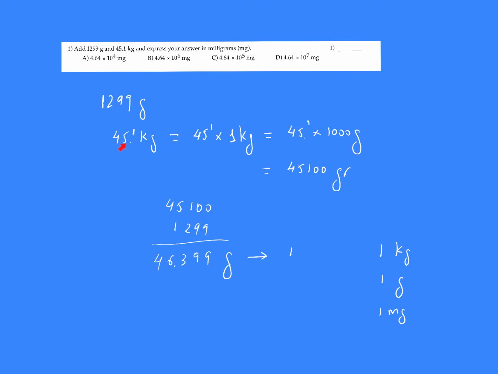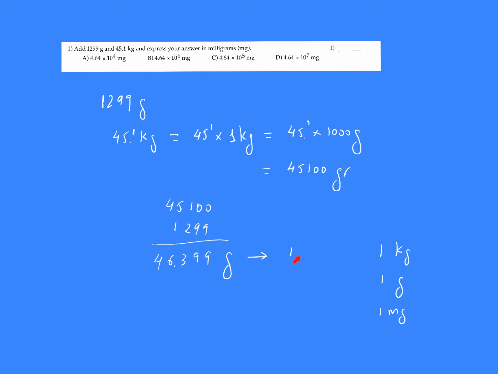For example, you have 45.1 kilograms. So it will be 45.1 per 1 kilogram, but 1 kilogram is 1,000 grams. So it will be 45,100 grams. If you add to this amount the 1,299 grams, you have to express this amount in grams. So now you can add. This is 46,399 grams if you make the sum.